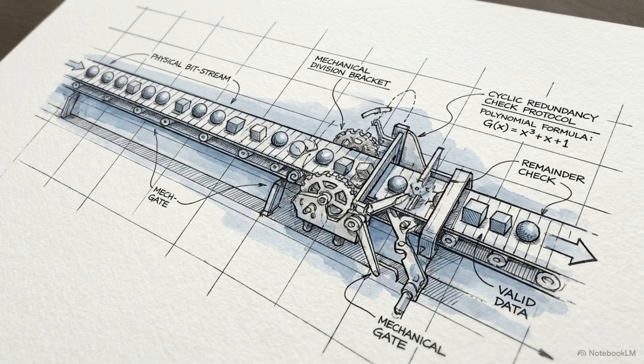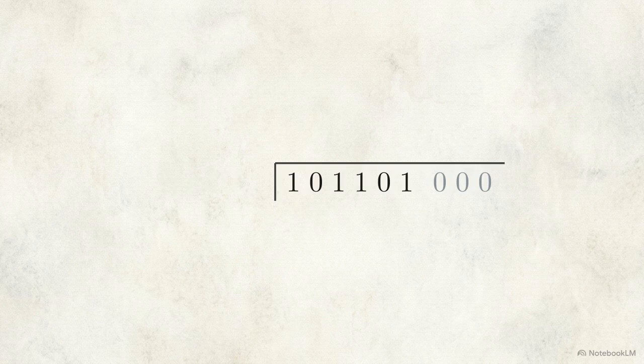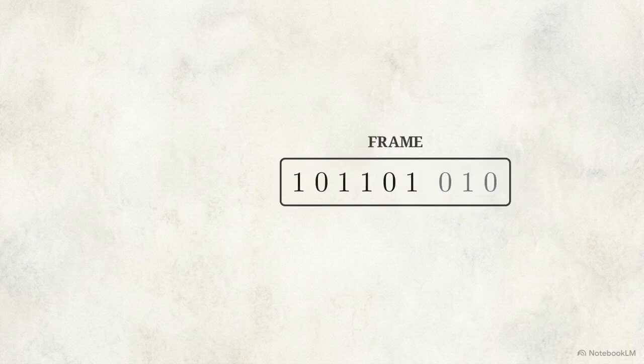Detecting this invisible corruption requires a rigorous verification protocol called the cyclic redundancy check, or CRC. Before sending a frame, the transmitting computer treats the entire sequence of ones and zeros as a single giant binary number. It divides that binary number by a specific polynomial formula, which outputs a short remainder. This remainder, known as the frame check sequence, is attached to the end of the frame and sent across the wire.